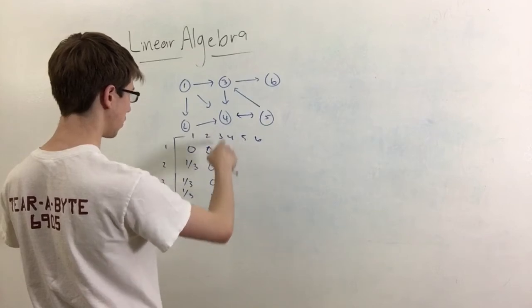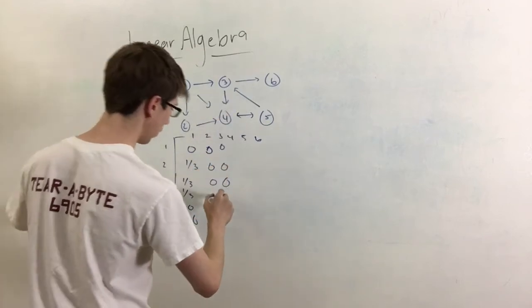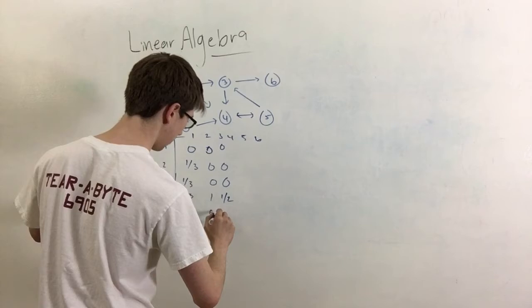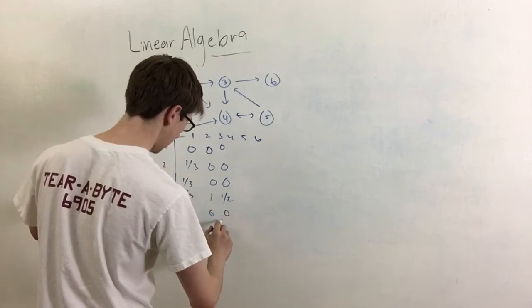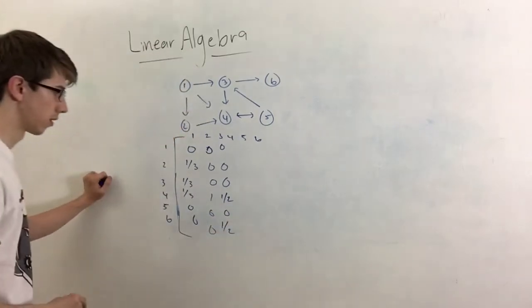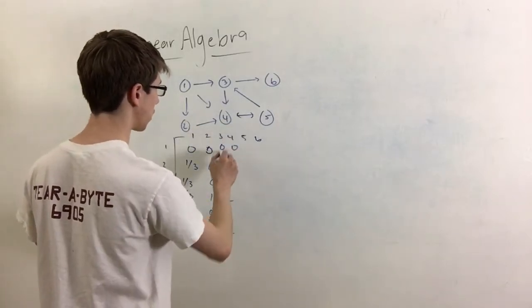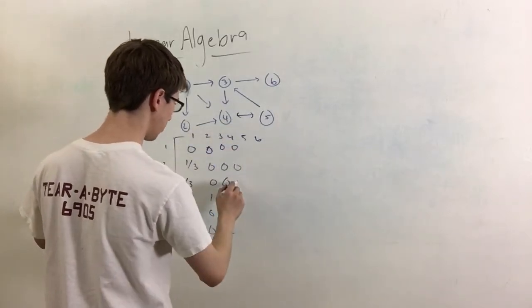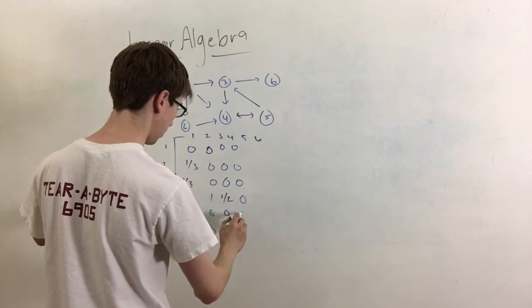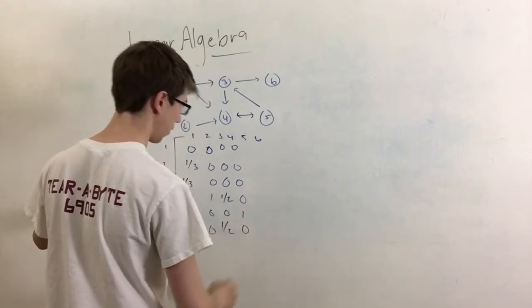And then how many times does it go from 3 to 4? Well, that's 1 out of 2. 5 is 0. And then 6 is 1 out of 2. Alright, next step, 4. How many branches does it have? 1. Well, that's going to be 0. And it only goes to 5, so that's going to be 0, 0. And then that's going to be 1, 0.